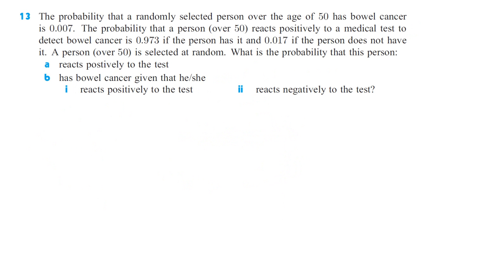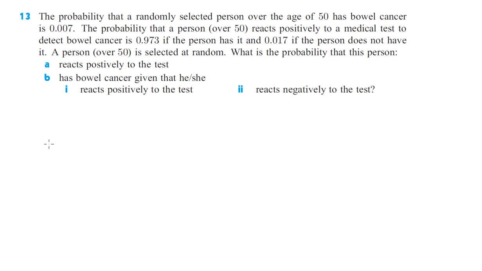13. The probability that a randomly selected person over the age of 50 has bowel cancer is 0.007. The probability that a person over 50 reacts positively to a medical test to detect bowel cancer is 0.973 if the person has it, and 0.017 if the person does not have it. A person over 50 is selected at random. What's the probability of the person? Blah blah blah.